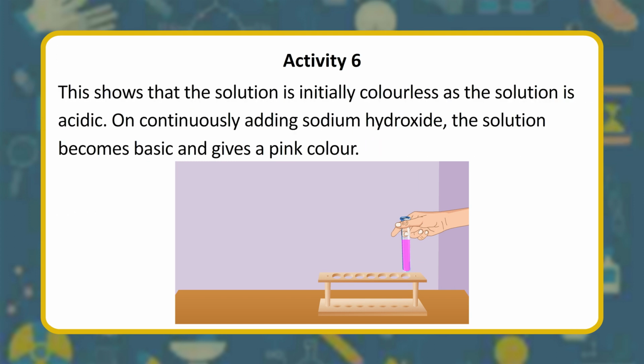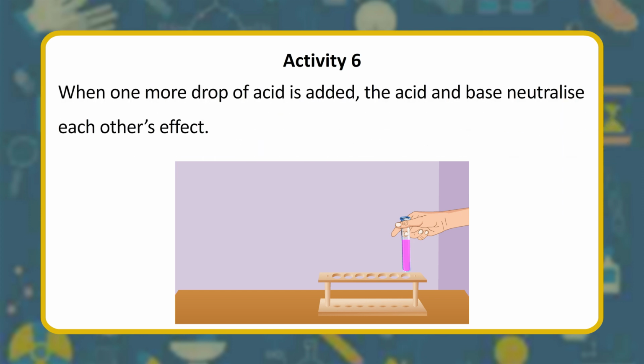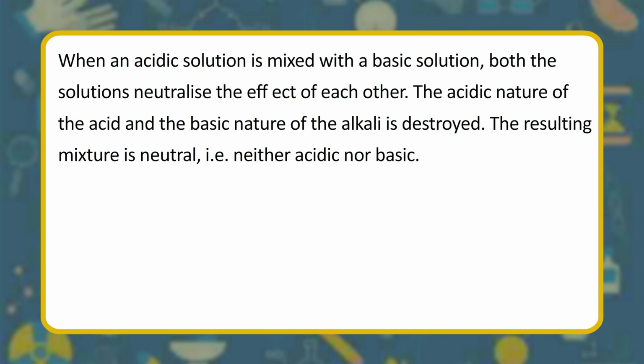This shows that the solution is initially colorless as the solution is acidic. On continuously adding sodium hydroxide, the solution becomes basic and gives a pink color. When one more drop of acid is added, the acid and base neutralize each other's effect. When an acidic solution is mixed with a basic solution, both the solutions neutralize the effect of each other. The acidic nature of the acid and the basic nature of the alkali is destroyed.